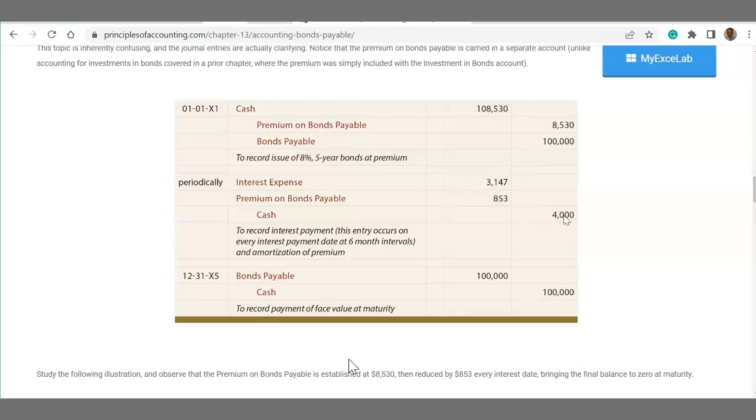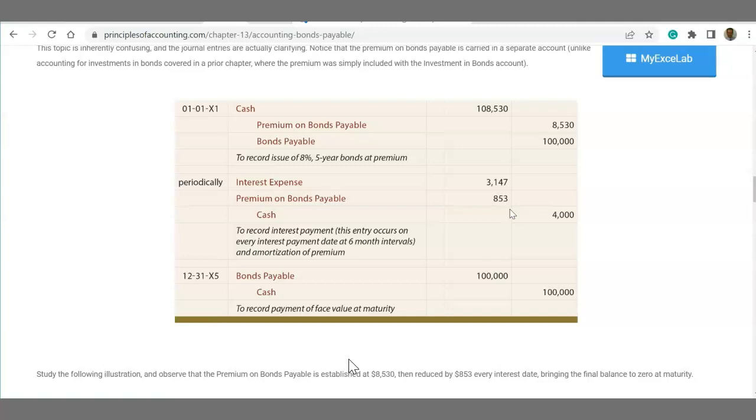The cash payment is $4,000, again, every 6 months for the bond. But the interest expense will be less. It will be $853 premium amortization, and interest expense will be only $3,147. Now, how do I know it's 853 amortization? Because I use the straight line method, 8,530 divided by 10, it's $853 premium amortization.